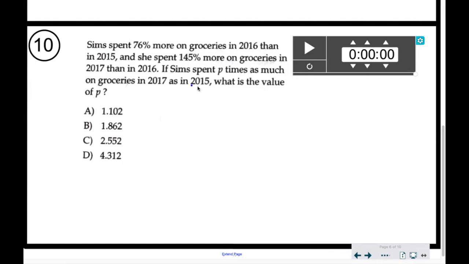Let's say we start in 2015 with some amount. It doesn't really matter, so I'm just going to call that X. And then she spent 76% more in 2016 than in 2015. So that means to go from 2015 to 2016, we multiply by 1.76. So as we said before, the way you increase by a percentage is you add the percentage to 100 and then change it to decimal form.